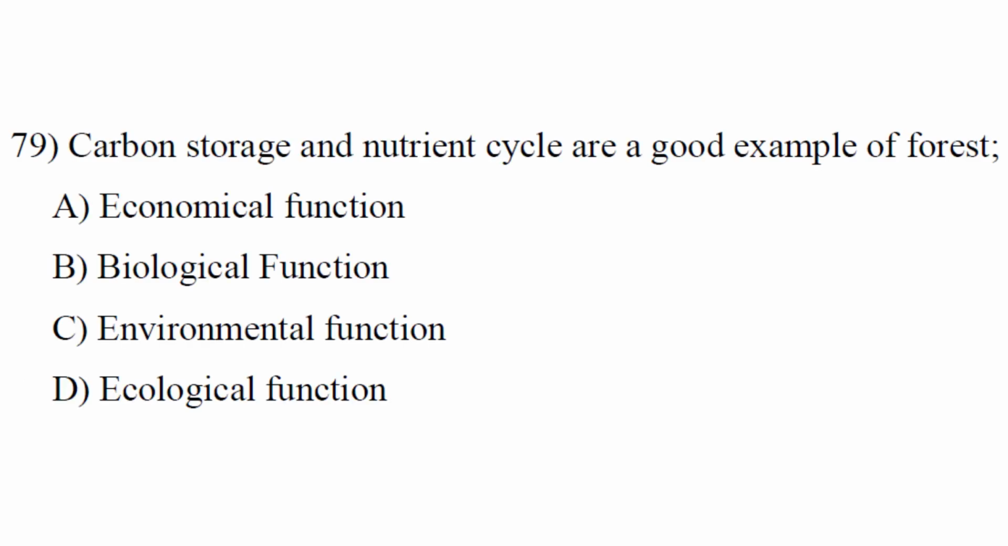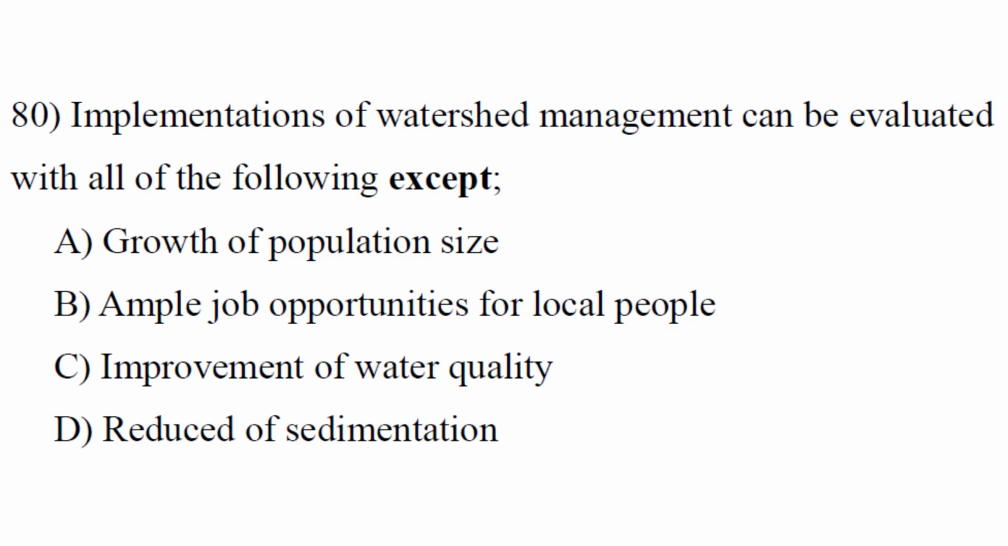79. Carbon storage and nutrient cycle are a good example of forest A. Economical function. B. Biological function. C. Environmental function. D. Ecological function. Answer: D. Ecological function.